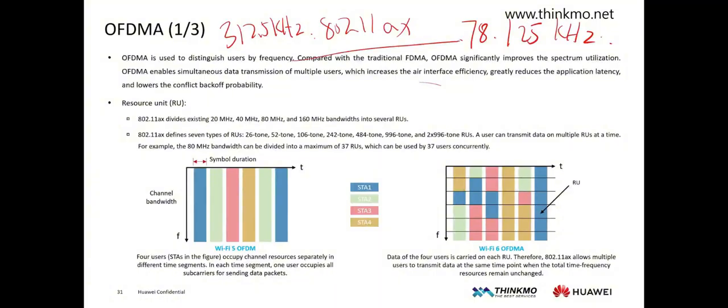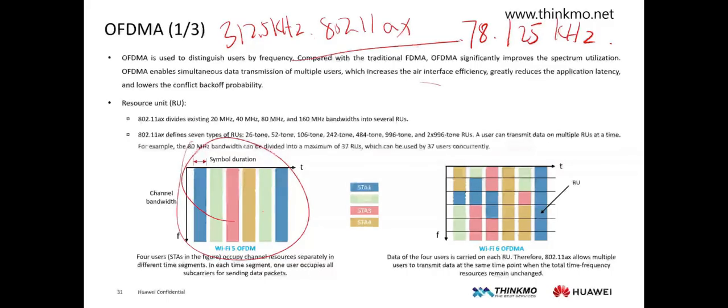In Wi-Fi 5, our data transmission used time division multiplexing, meaning only one user could transmit data at any given time. For example, different colors represent different users. Each user could only transmit at a specific time point, and the transmission time is the symbol time. Only one user is allowed to transmit within a unit of time.